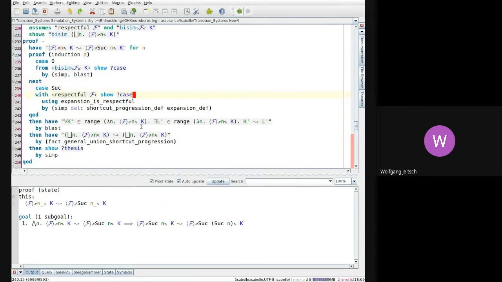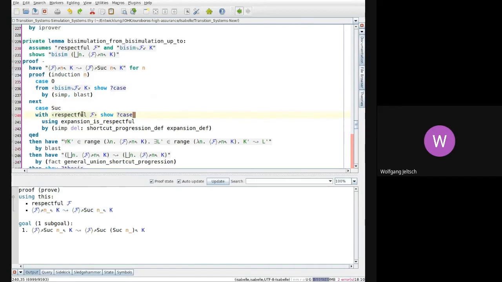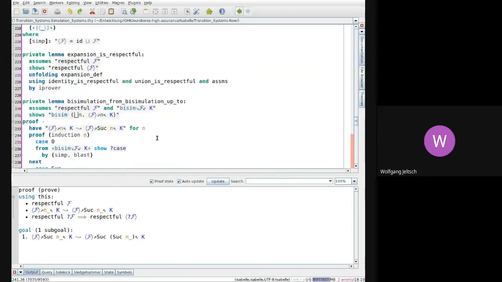So we want to show this for the successor of n now. We know this is our induction hypothesis. We know it holds for n. And we can use that f is respectful. Why can we use it? Because we assume it here. And respectful f means something, but we don't unfold this definition actually, but we use that expansion is respectful, which we have proved here.